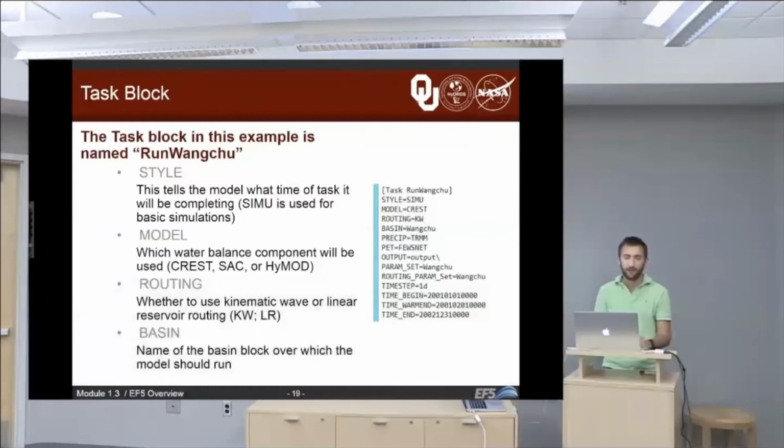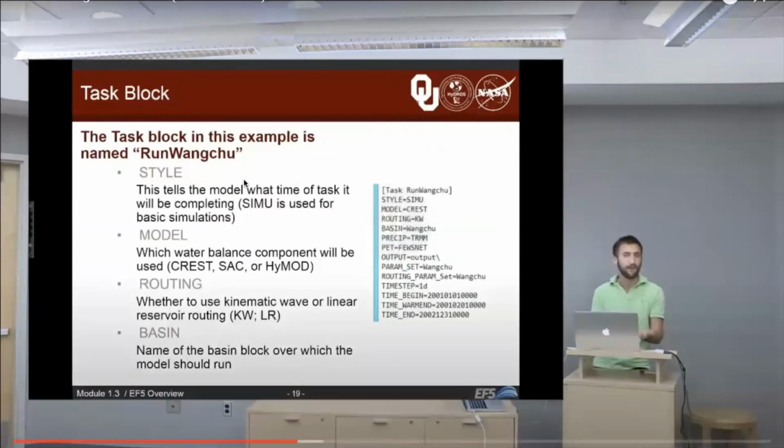So style is probably the simplest of those. In this case, we're using simu, which is short for simulation, but there are other ones for calibration and other options besides that, as you can see in the README file. Model, that tells EF5 which version of the water balance we want to use. Tenemos style, esto le dice al modelo en qué momento de la tarea se completará. Normalmente SIMU se usa para simulaciones básicas.